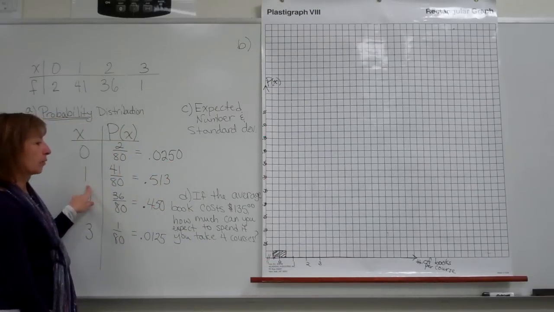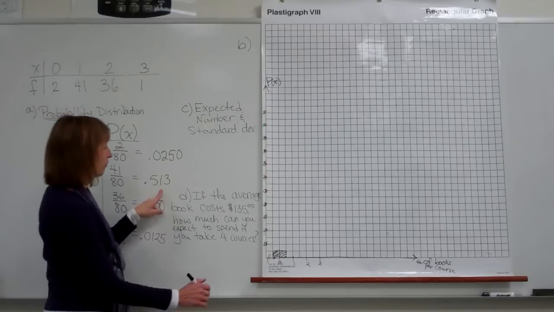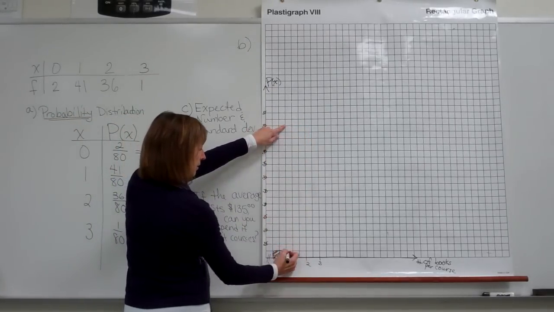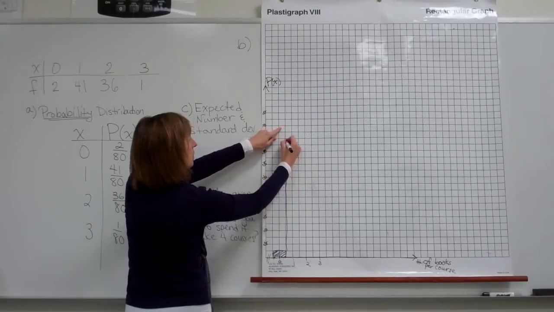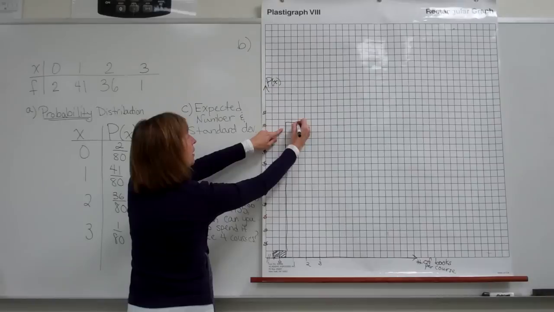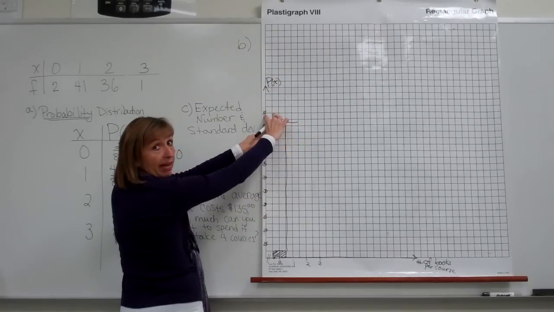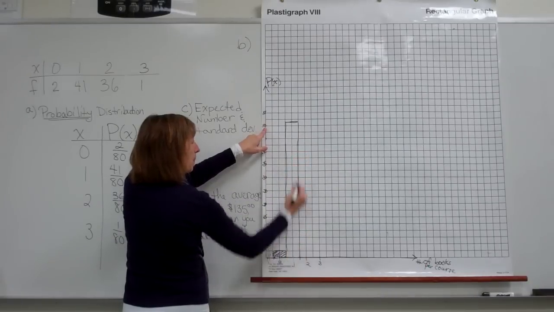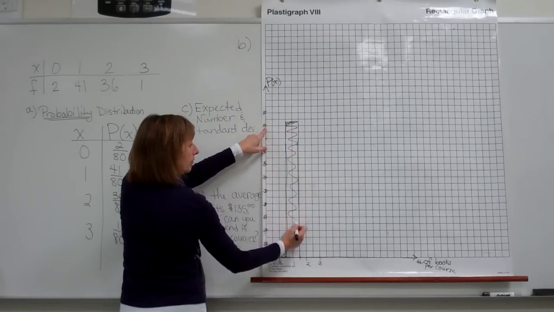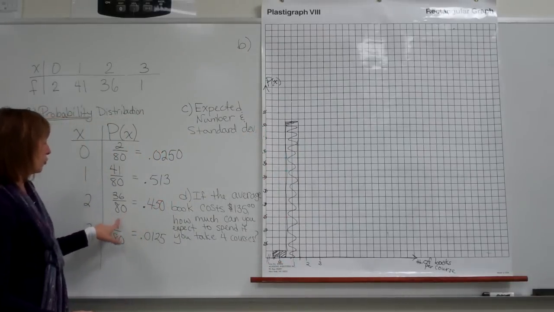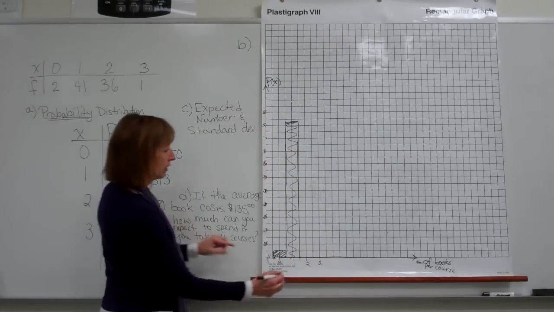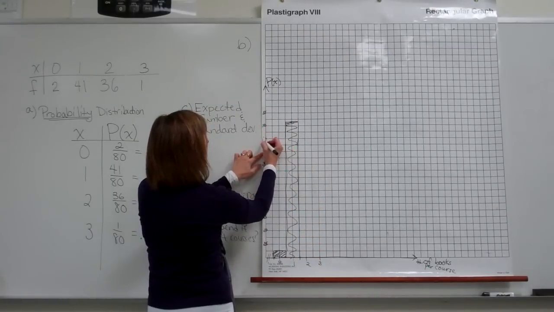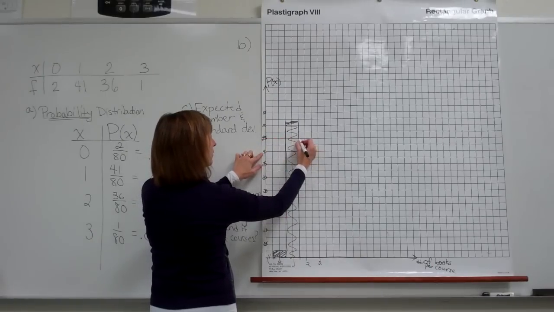Okay, then for our one book that's required, it's 0.513. So we have 0.513 about there, between 0.50 and 0.55 for our heights. For two books, it's 0.450. So my bar that's above 2, I do a height of 0.45.